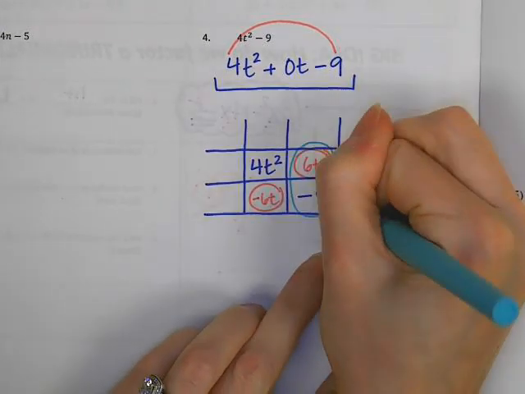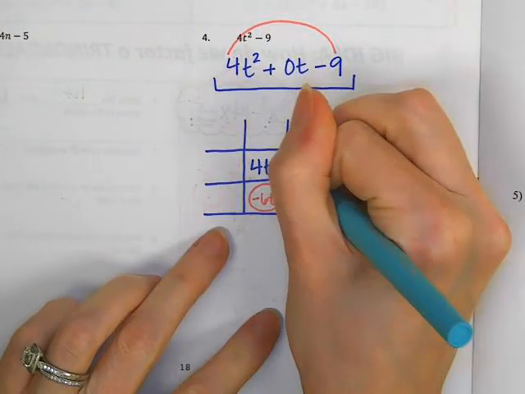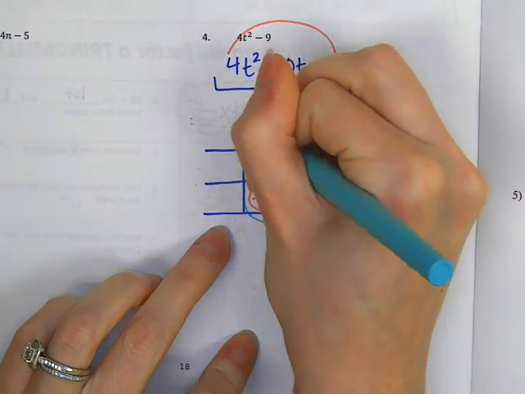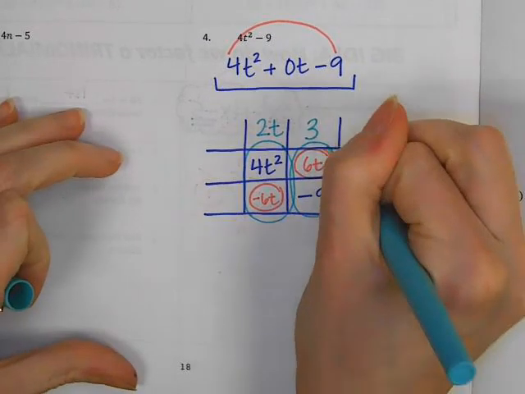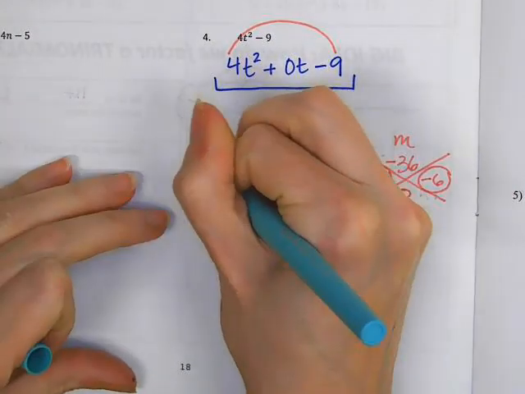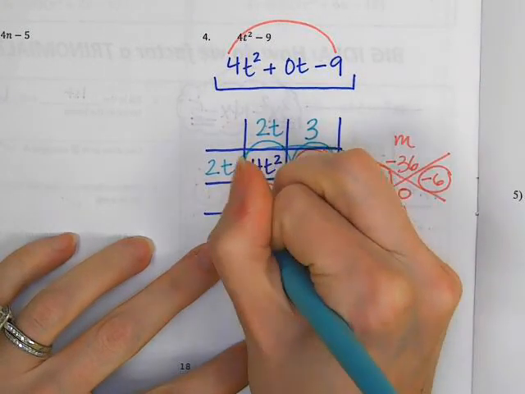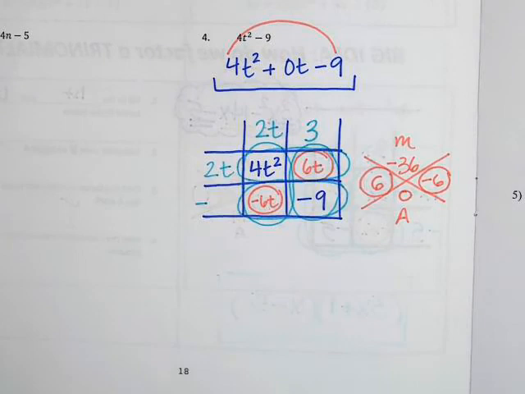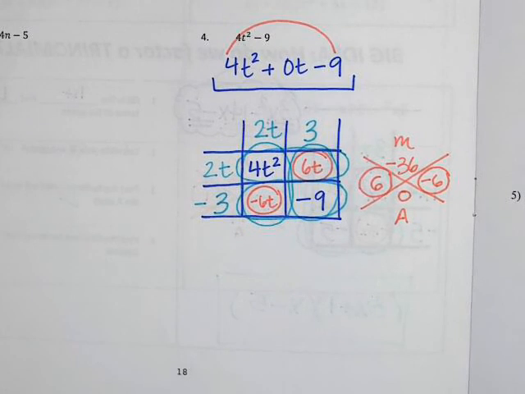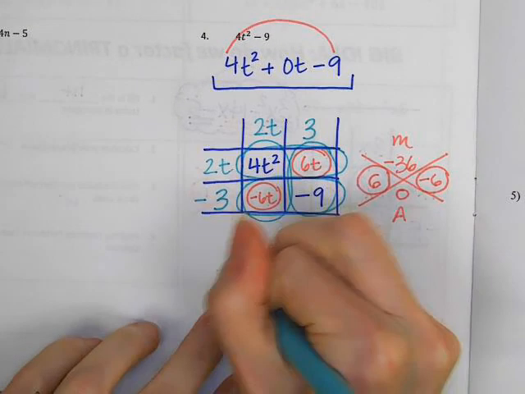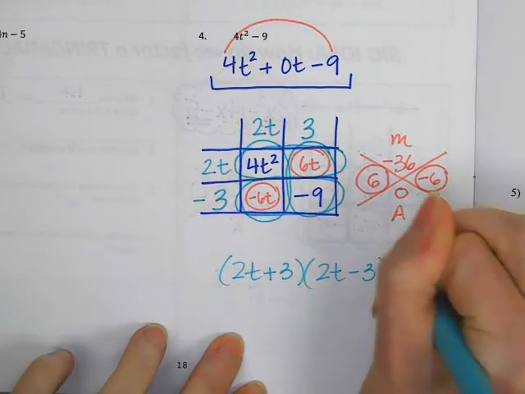All right, so the GCF of 6 and 9 is 3, no t. The GCF of 4 and 6 is 2, and they both have a t. The GCF of 4 and 6 again is 2, and they both have a t. And then this one, since the front one is negative, you do pull out a negative. And 6 and 9, we pull out a 3. No t. And then we're done. Factors are 2t plus 3 times 2t minus 3.